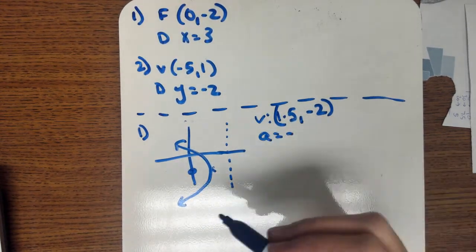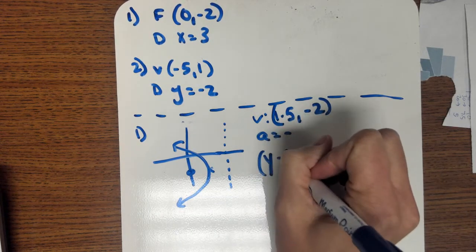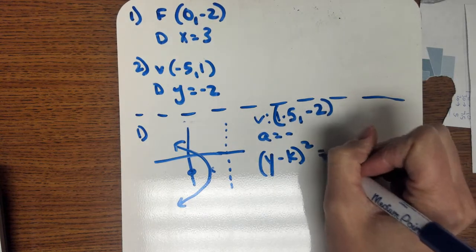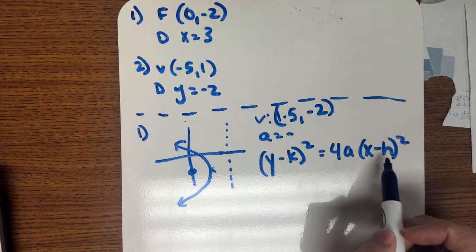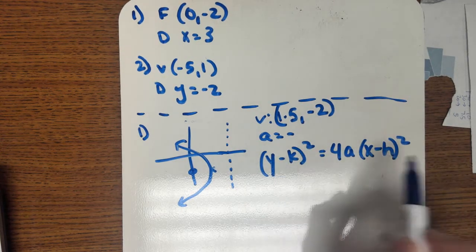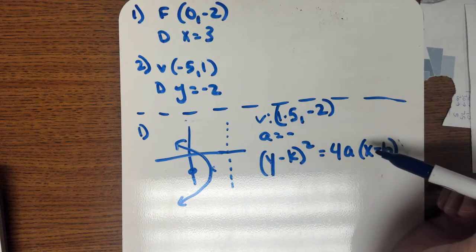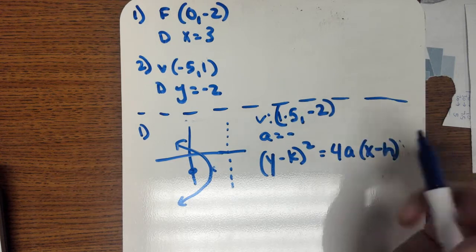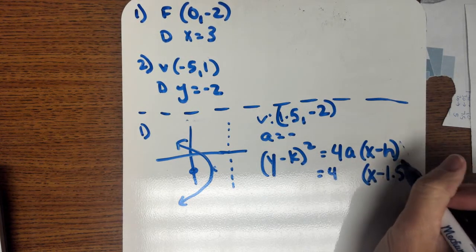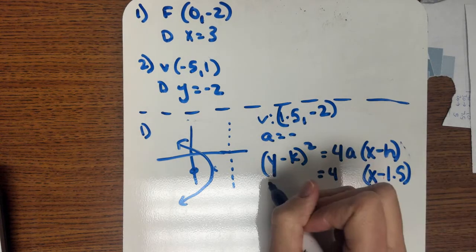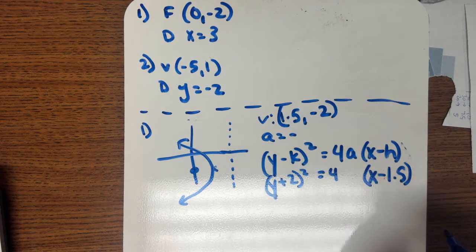So it is a horizontal parabola, so that means that my y value is going to start us out, and that's going to be the squared value, equals 4a times (x minus h). You have to be careful because the h is always with x, no matter what side it's on. So since my x value of the vertex is 1.5, I'm going to plug that in here. So minus 1.5 or 3/2, whichever you prefer. Then the y value of the vertex was -2, so I'm going to plug in +2.